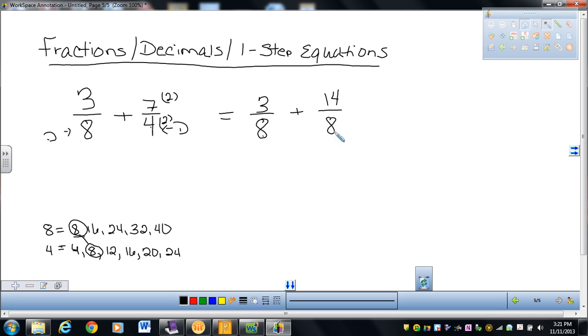Now my denominators are both 8. They're the same. So that means that I can go ahead and add my numerators. So 3 plus 14 is 17. And our denominator stays the same when we're adding. So we have 17/8. Now in 8th grade, we do allow you to keep your fractions in improper form. You do not need to change that. And you cannot reduce it any further because there's nothing that goes into both 17 and 8. So you can leave it just like that.